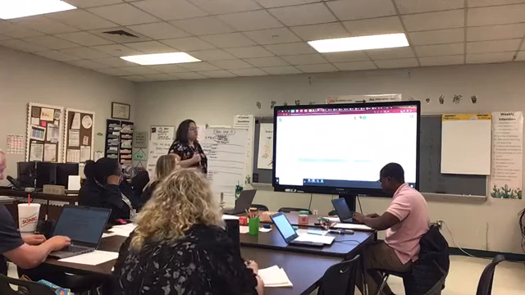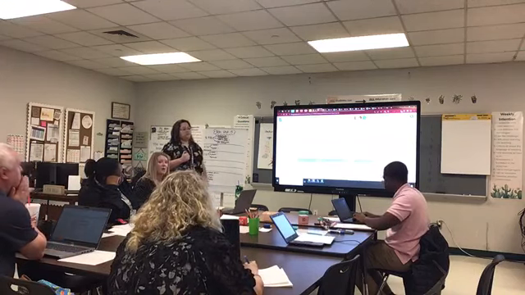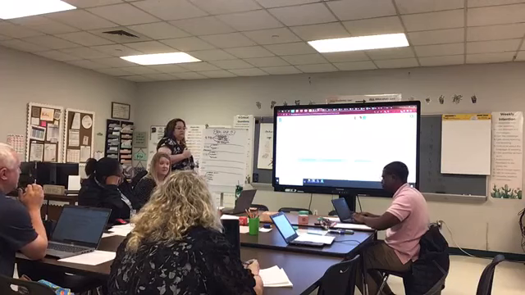What about the verbs here? Graph and interpret. And Coach, you even mentioned that word interpret. What are they already doing in our current unit that's going to help support this?